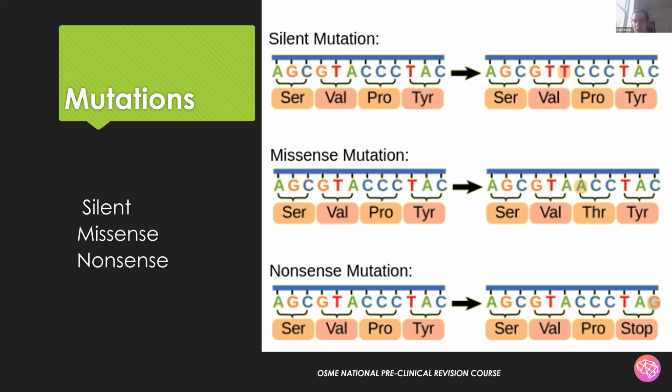And lastly, a nonsense mutation introduces a premature stop codon. So those are our UAA, UAG, and UGA in the mRNA. Now, this prematurely stops translation and so it produces a truncated polypeptide chain. And this can be a non-functional or dysfunctional protein.